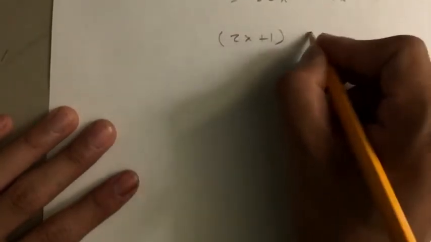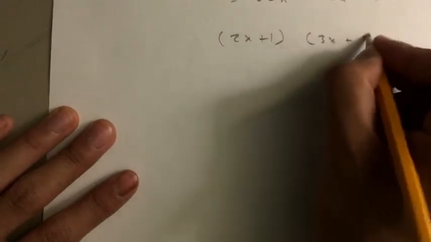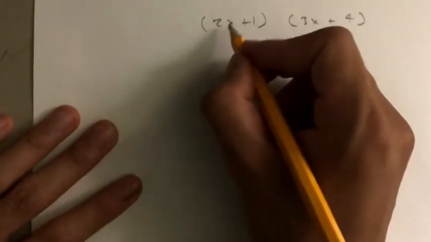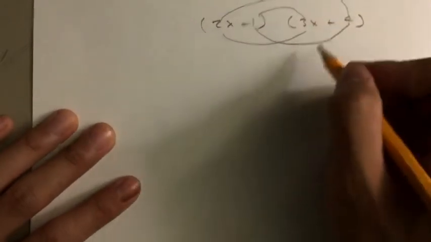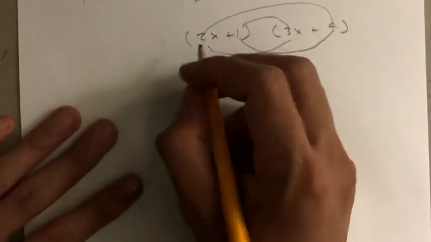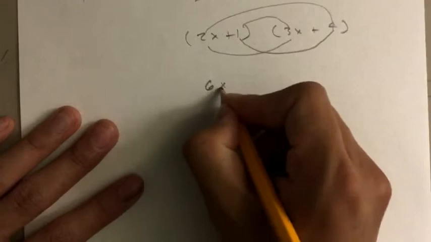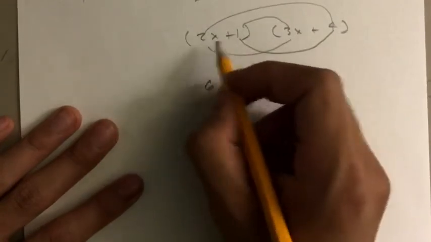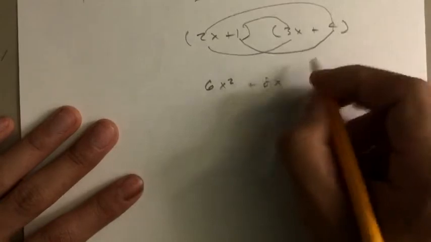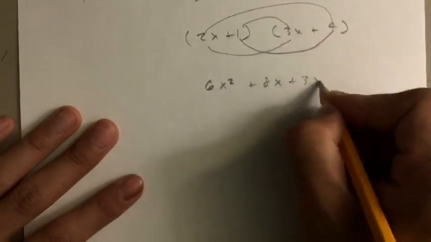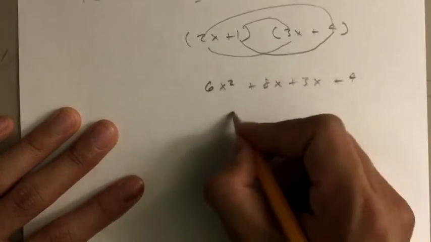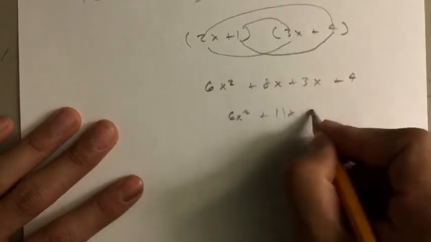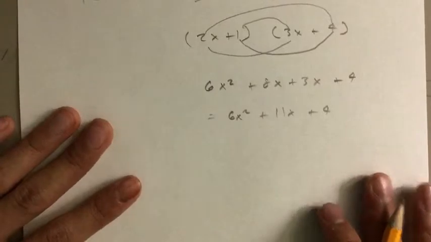Let's do another example. 2x plus 1, 3x plus 4. So let's FOIL this. First, outer, inner, last. And you could just draw a diagram like that if you need help. So it's 2 times 3, that's 6x squared, first, outer plus 8x plus the inner 3x, last plus 4. So 6x squared plus 11x plus 4.